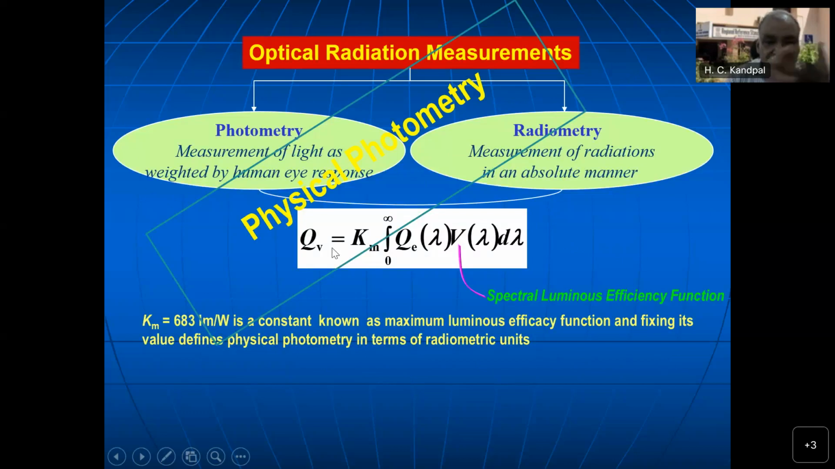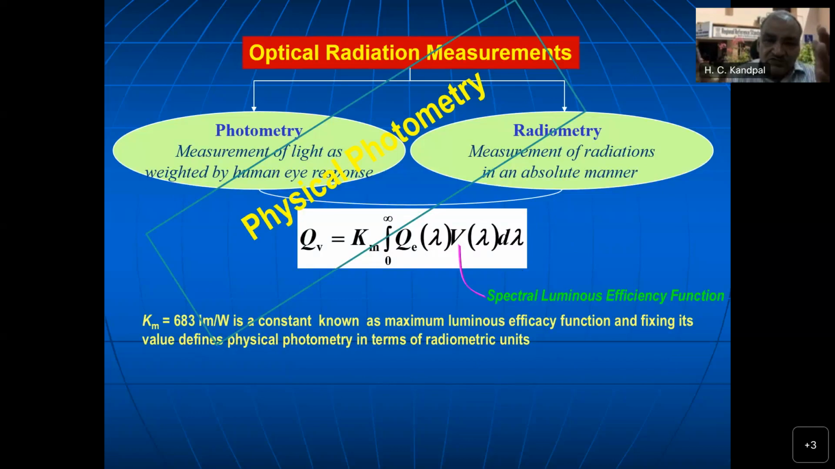Now there are various photometric parameters, but this is the basic equation which has to be kept in mind, and this is how we are measuring Q_E. If we measure in terms of watt, then this whole parameter will be in watt, and with 683 lumen per watt, the watt will cancel out, and it will be 683 lumen. It means that we have measured a photometric parameter.